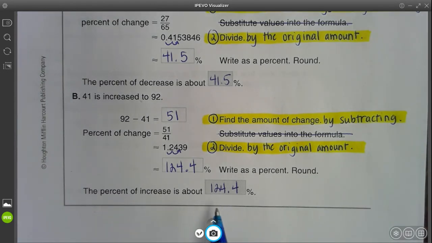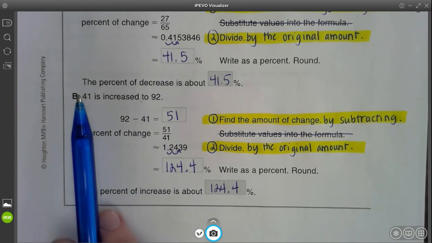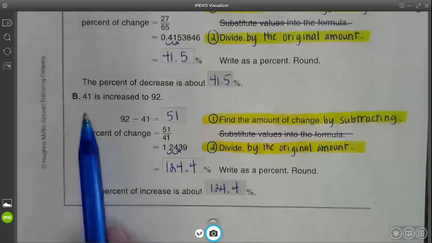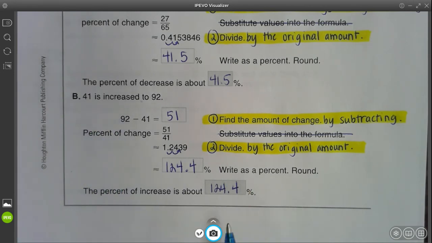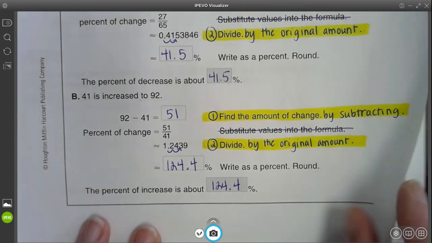I know a lot of times people say more than 100% is not possible, but it is with percent of increase, because what happens is if something doubles, like for example, if it went from 41 to 82, that's actually 100% increase. So if it more than doubles, it's going to be more than 100%. If something were to triple, it would actually increase by 200%, and so on.